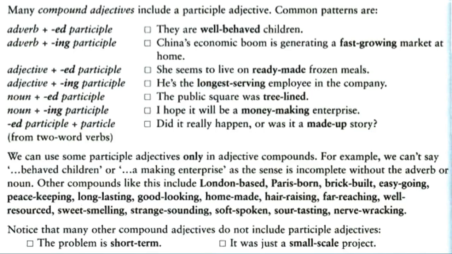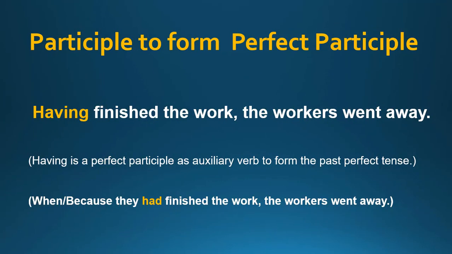Notice that many other compound adjectives do not include participle adjectives. The problem is short-term. It was just a small-scale project. Participle to form perfect participle. Having finished the work, the workers went away. Having is a perfect participle, an auxiliary verb to form the past perfect tense. Or, because they had finished the work, the workers went away.